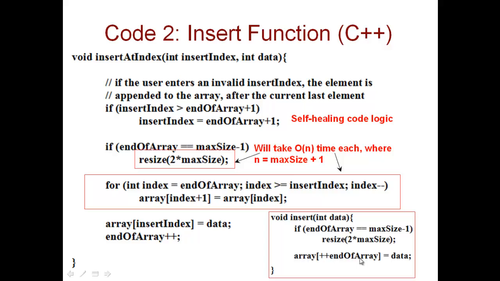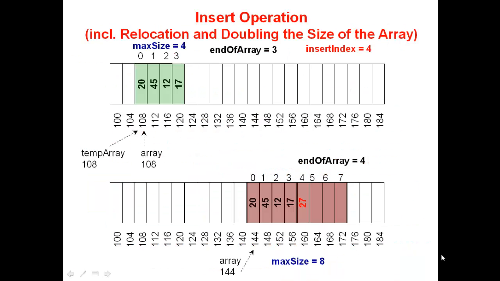And I say end of array needs to be first incremented because end of array is currently 3, so it has to be made 4 and then you insert the new data at that index. So that's why I do plus plus end of array, pre-increment, then array of that new value of end of array equals the data. So the data will be inserted at this index, right?